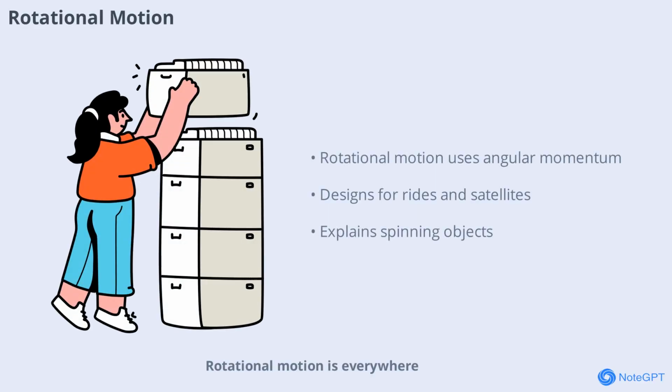Rotational motion is everywhere, from bicycle wheels to the Earth spinning on its axis. The same principles of momentum apply, but in a circular path. Engineers and scientists use angular momentum to design everything from amusement park rides to satellites. Understanding rotational motion helps us make sense of the world of spinning and turning objects.